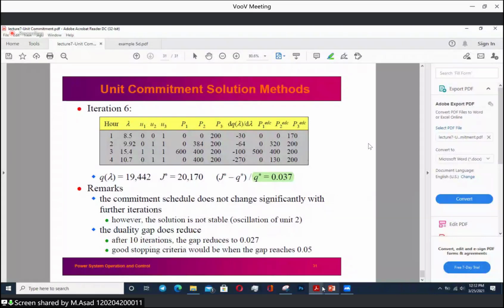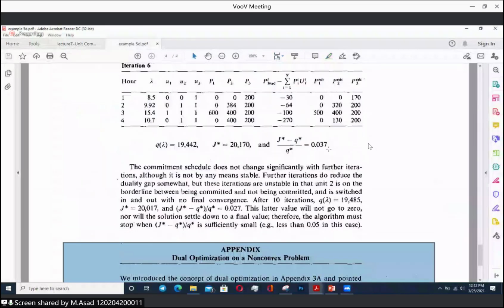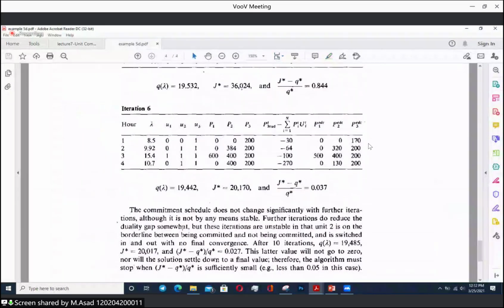I will explain the ending. We should stop at iteration number 6. The frequency rule does not change significantly with further iteration. With further iteration, it is not decreasing very much, and it is already small enough, so we can stop our iterations. Although it is not by any means stable, because it is going to 0.9, then 0.5, then 0.3. So it is not very stable.